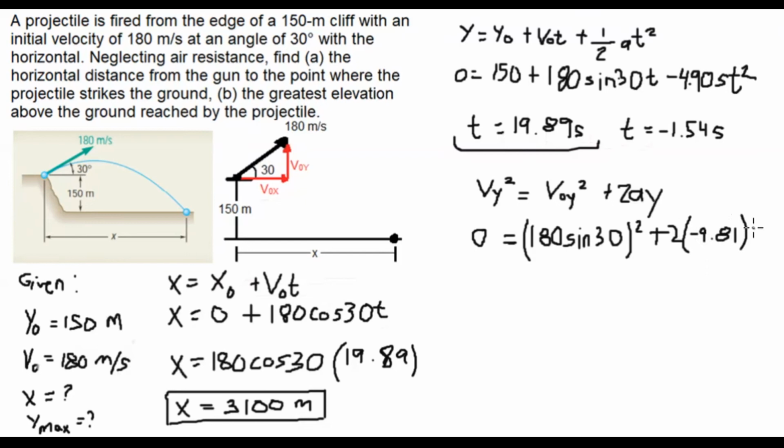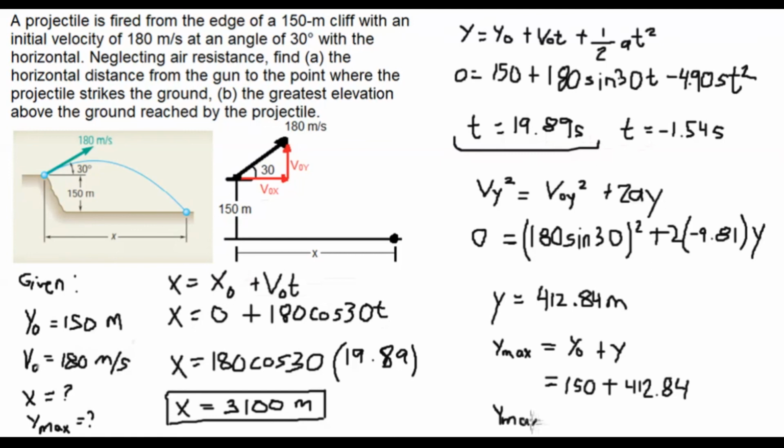So a little bit of algebra. Ang eto, i-transpose sa kabilang side, tas divide by eto. So our y would be 412.84 meters. But since we have a y initial and sa formula na to, hindi naman kinonsider yung y initial na height, so we have to add it. So our y max is equals to y initial plus our y na calculated. So our y initial is 150 and our y is 412.84. So our y max is 562.84 meters. So that's it.